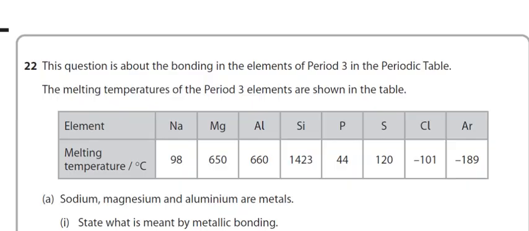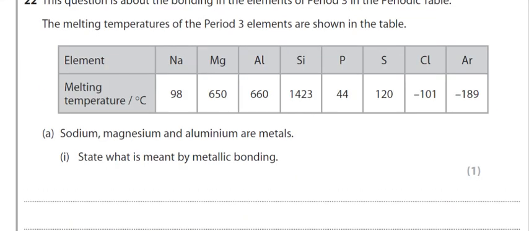This question is about bonding in the elements of period 3 of the periodic table. The melting temperatures of period 3 elements are shown in the table. The melting and boiling points are determined by their structure and bonding. When it comes to metals like sodium, magnesium, aluminium, the melting point is determined by the strength of the metallic bond, which depends on the number of delocalized electrons and the size of the metal cation. If the metal cation is smaller in size and it has a greater number of delocalized electrons, the metallic bond will be stronger. In that case, the melting and boiling point will be greater.